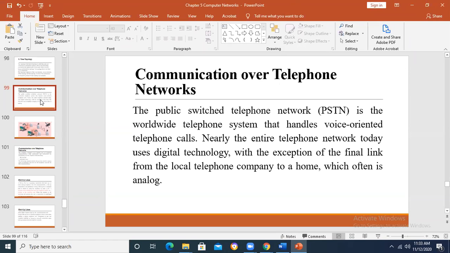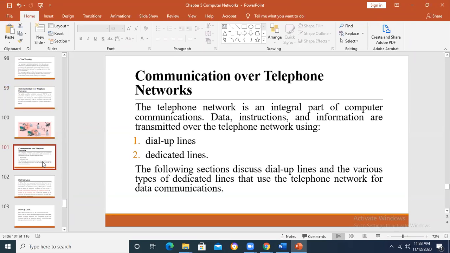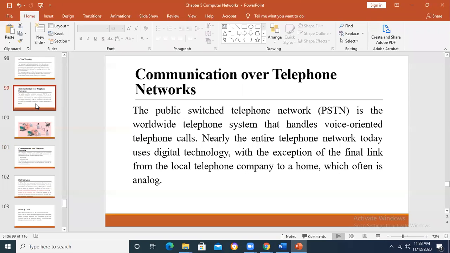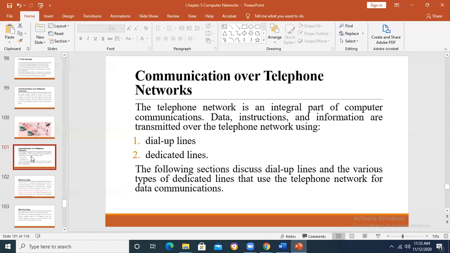And we had gone through that. Basically, there are two types. One is called the dial-up line and the second one is called the dedicated line. So either we will be using the dial-up connection or the dedicated connection, a dial-up telephone line or a dedicated telephone line, to be connected over the internet or inside a wide area network. So we can use these two types of telephone lines.